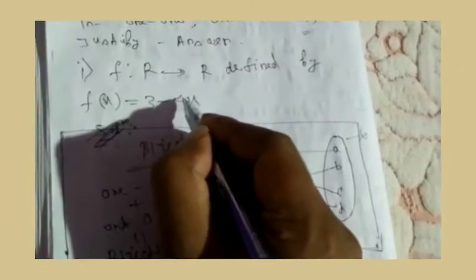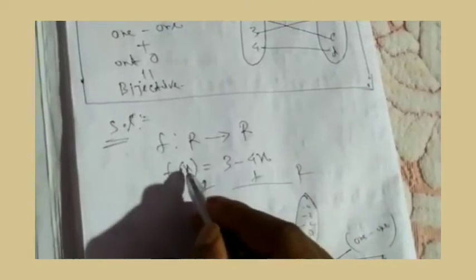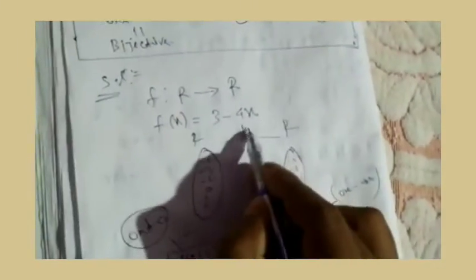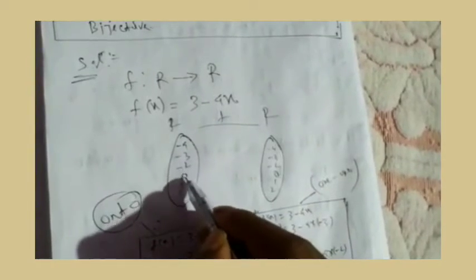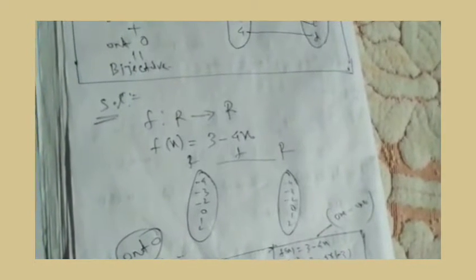Now come to the question. The function is from real numbers to real numbers, defined by f(x) = 3 - 4x. You have to justify your answer whether it is one-one, onto or bijective. So the function is from R to R, that means real numbers. I'll take the values -3, -2, 0, 1, 2. I'm writing only 4 or 5 values, but you can write any values you like.